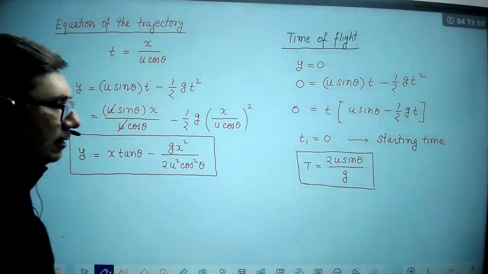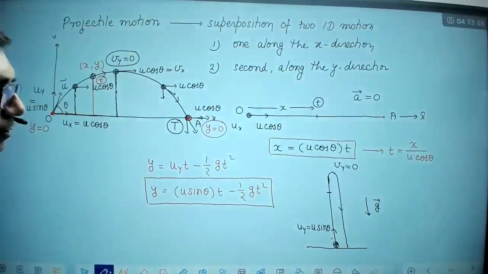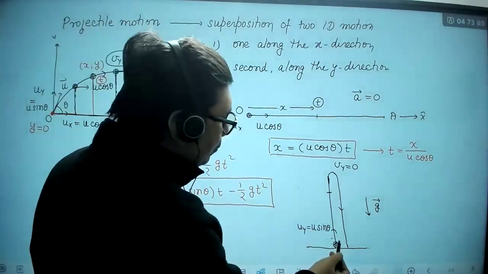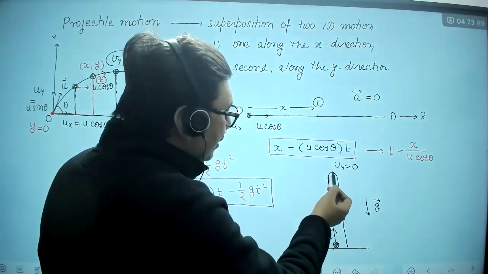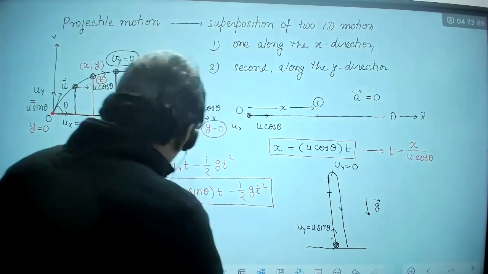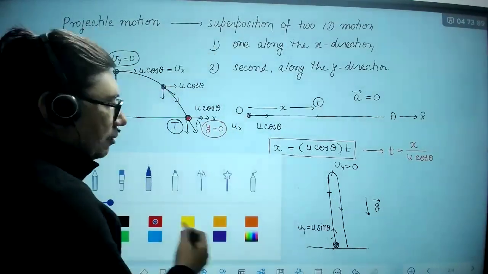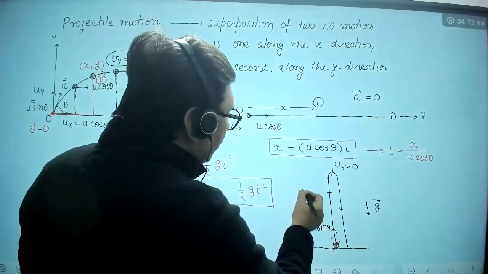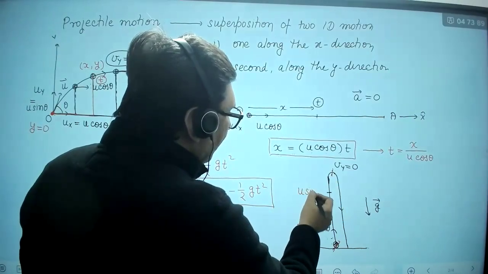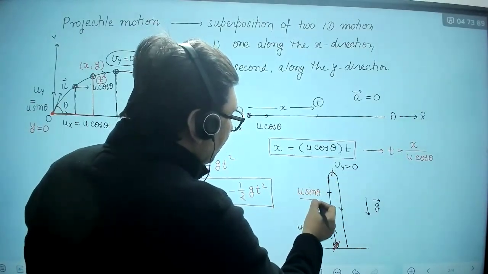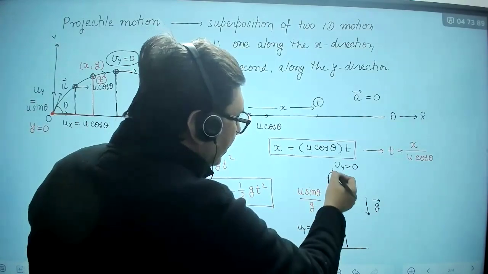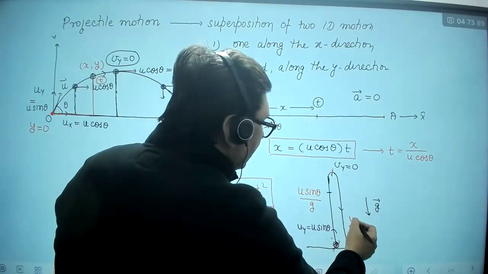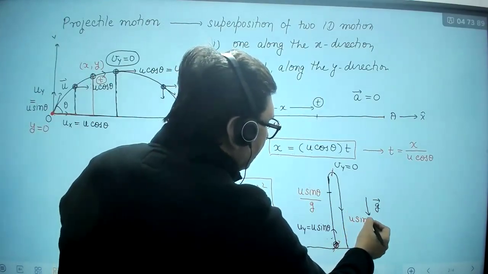From your class 9 or 10, when you studied 1D motion in the vertical direction, you know that the time it takes from the lowest point to the highest point is u sine theta upon g. The same time it takes in the reverse, downward motion. So that time will also be u sine theta upon g.